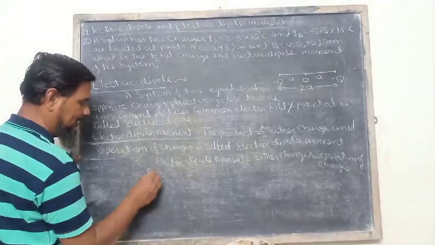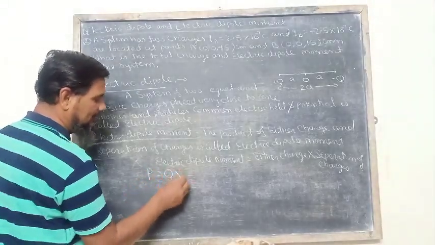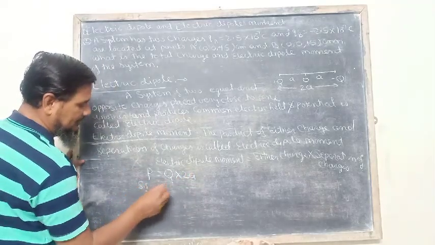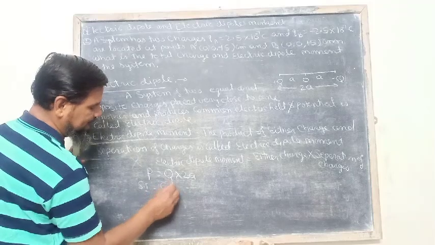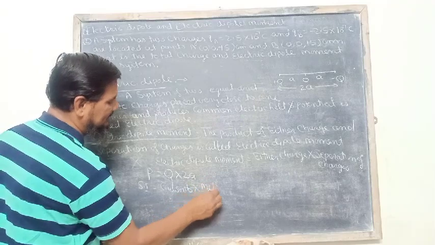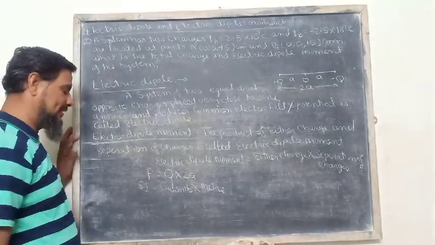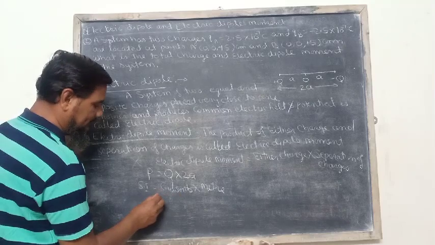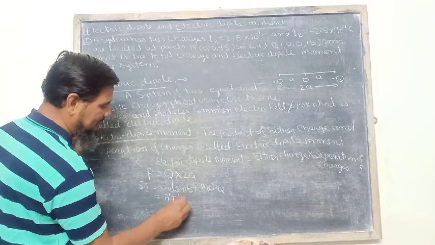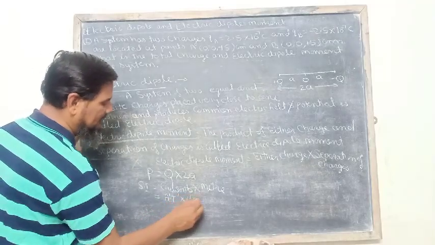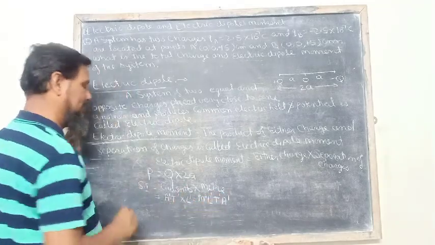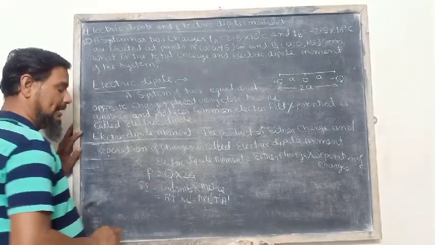It is denoted by P, where either charge is Q and the separation of charges is 2A. The SI unit: the unit of charge is coulomb, and separation is a distance measured in meter. So coulomb meter is the SI unit. For the dimensional equation, the dimension of charge is A1 T1 and separation is L1, so M0 L1 T1 A1 is the dimensional equation.